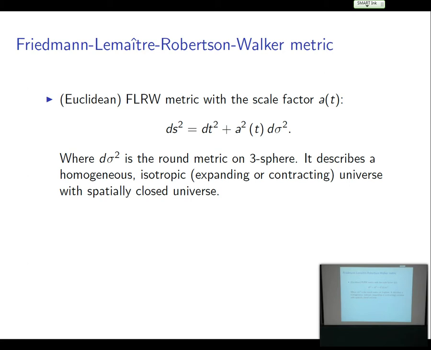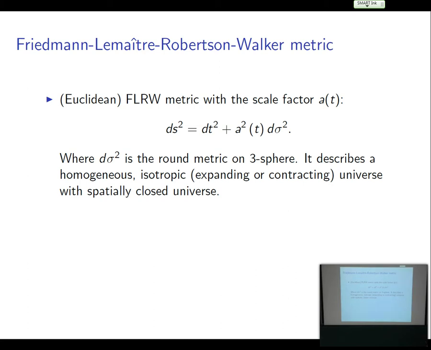So this is a metric which describes a homogeneous isotropic expanding or contracting universe. In our case, because we have to be compact, we look at a spatially closed universe. But this essentially tells you a kind of universe where at each instant of time, the space section of the universe is highly symmetric, I mean, has constant curvature.